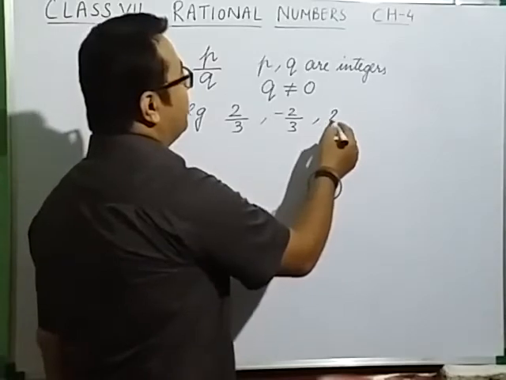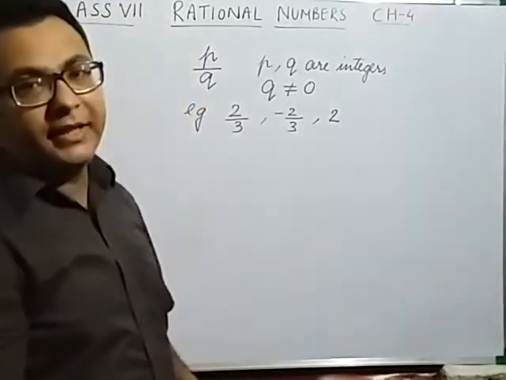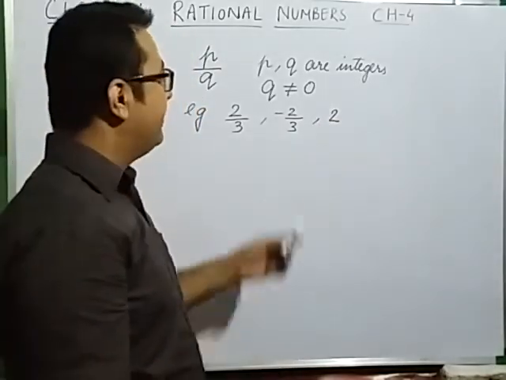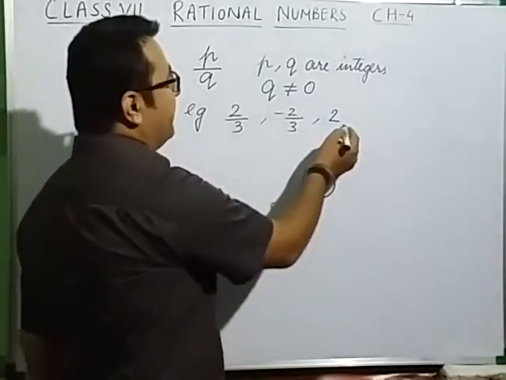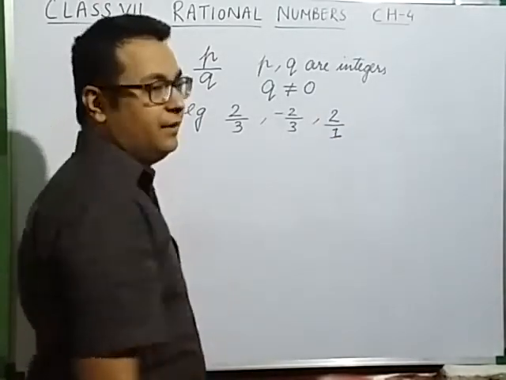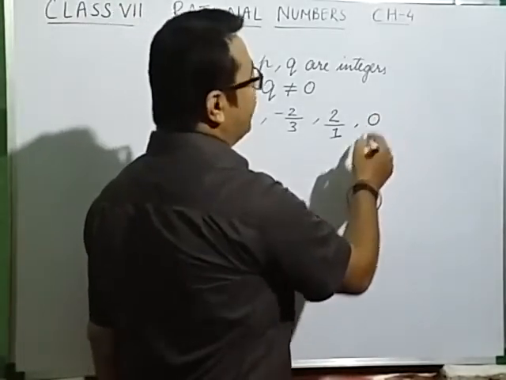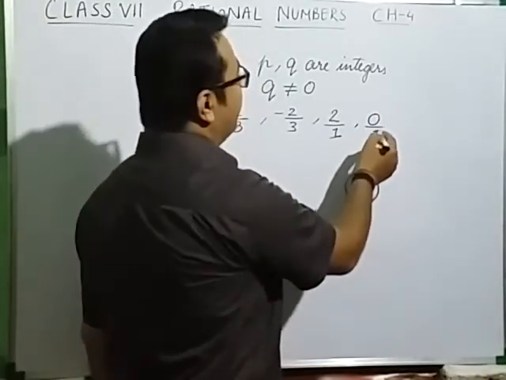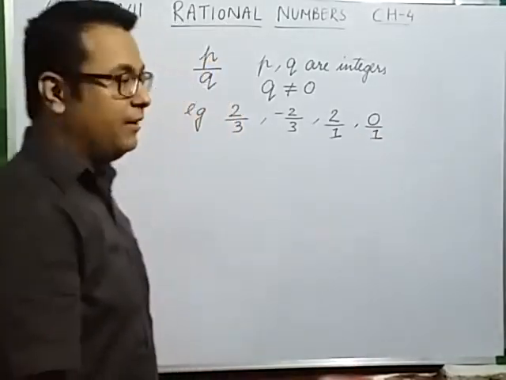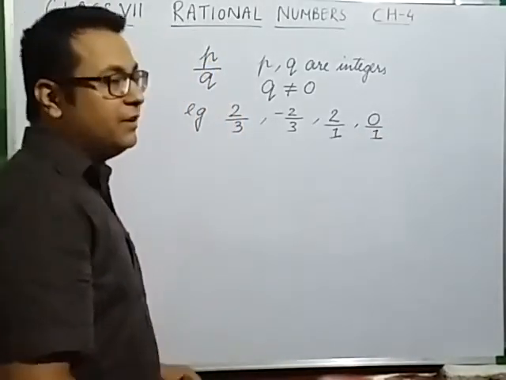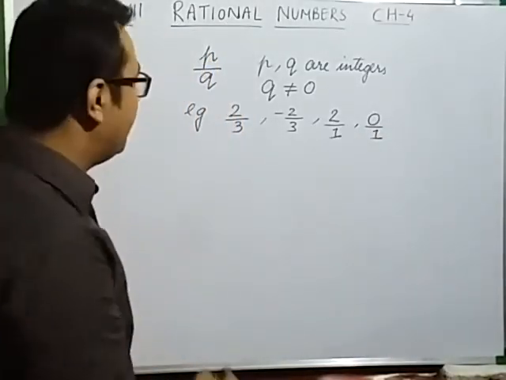Now if I write 2, is 2 a rational number? Yes, it is. Why? Because 2 can be written as 2 upon 1. Similarly, 0 is also a rational number because 0 can be written as 0 upon 1. Okay. Now further, rational numbers are divided into two parts.